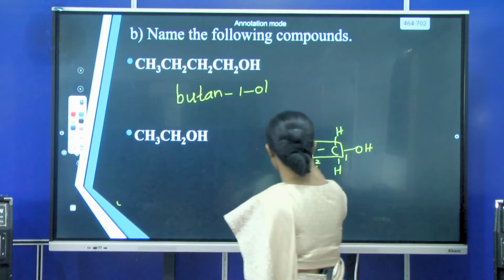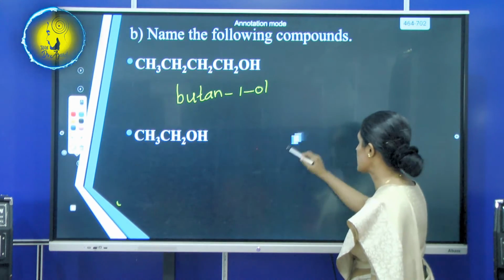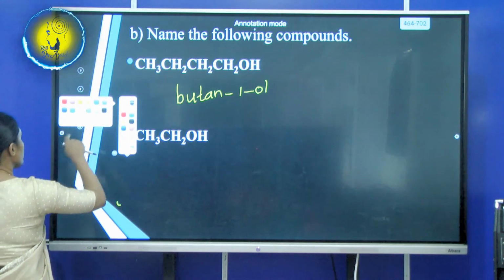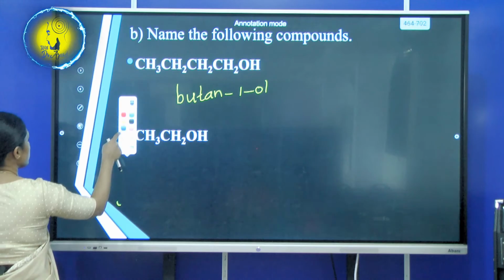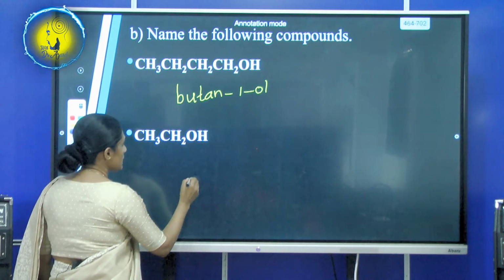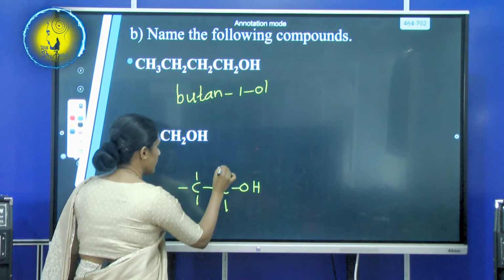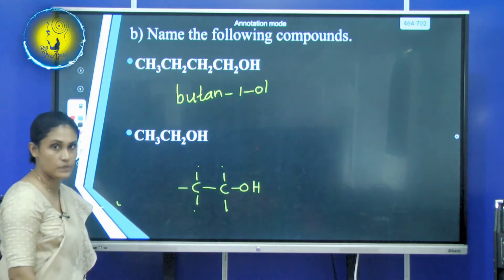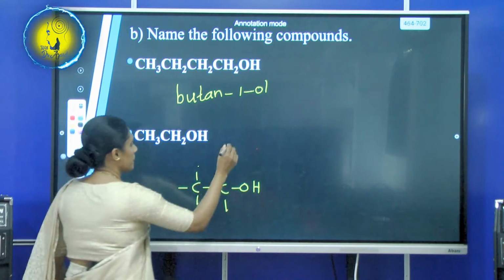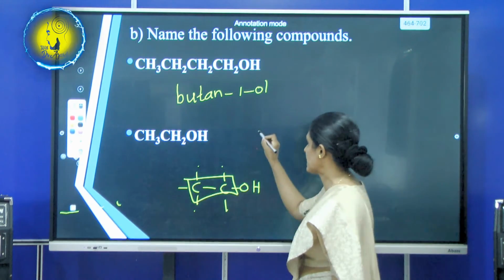Go to the second part of the question. CH3CH2OH. How many carbon atoms are here? There are 2. So therefore, we call it eth. Here bonded with hydrogen. Okay. So eth. We select the longest carbon chain, nothing to worry because it's easy.